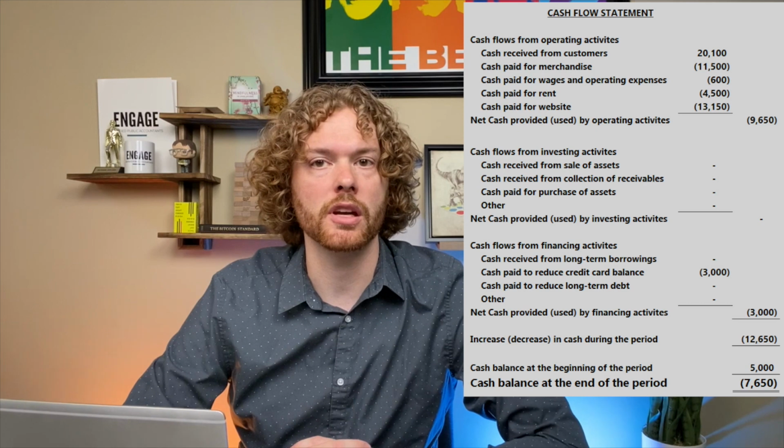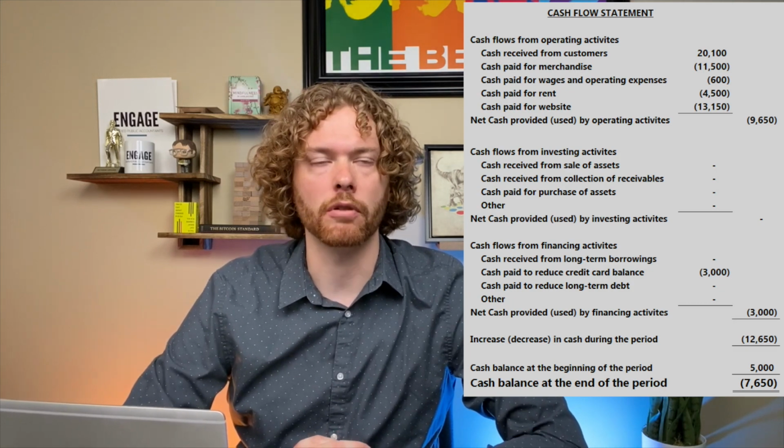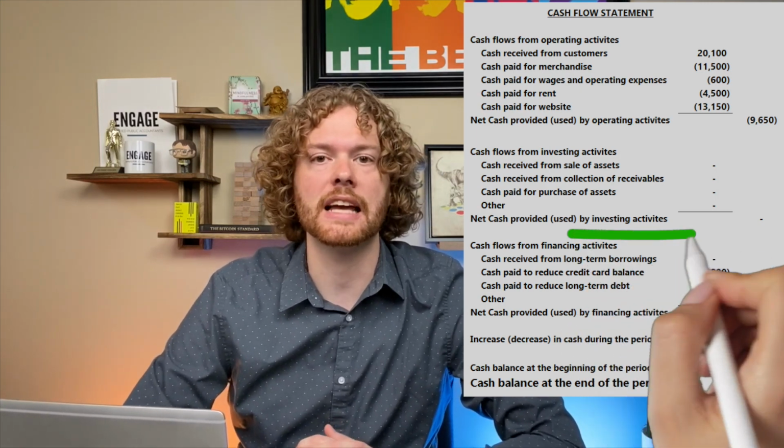This is a summary of your income and expenses for the period. Then you need to account for any adjustments to your operating activities, like cash adjustments for accounts receivable or accounts payable. And then you get your net cash provided by, or used by, if you spent more money than you earned, the operating activities. The next section is investing activities.